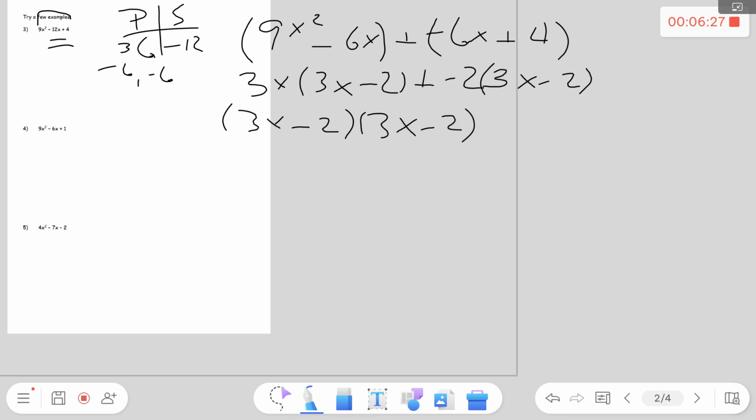This is a perfect square trinomial. It just happened to work out that way. Really cool. Perfect square trinomial. We can have that happen again. Remember, we write that as 3x minus 2, quantity squared. Okay?